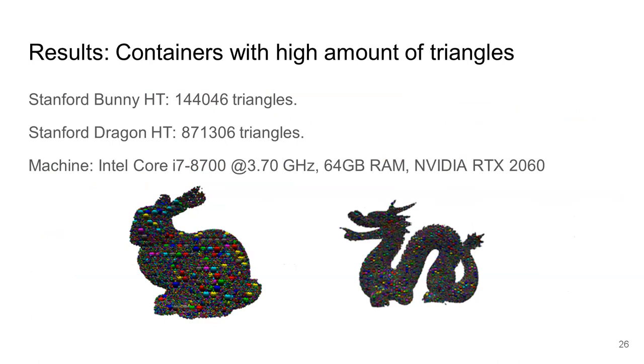Results for containers with a high amount of triangles. This is to saturate the memory and time. Stanford Bunny HD has 144046 triangles, and Stanford Dragon HD 871306 triangles. The machine is Ryzen 7 with NVIDIA RTX 2060. The vessels are shown in the figure, Bunny and Dragon. The radius used is 0.2.